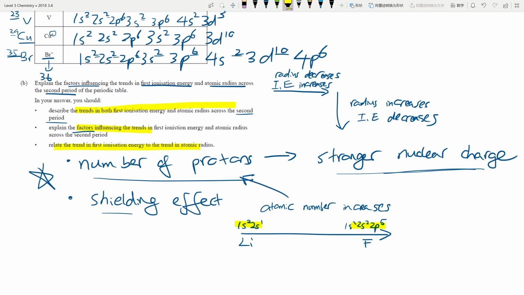But if you look at the energy level, the electrons are being added in the same energy level. The valence electrons are both in the second energy level. So you are kind of adding electrons. This is the example I normally use. It's not really correct because we're not looking at the three-dimensional side of things.